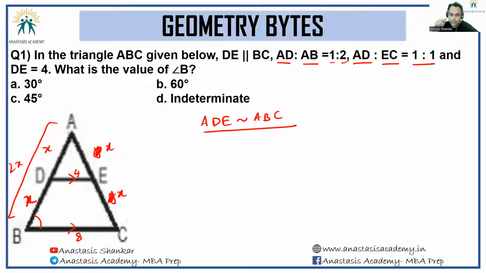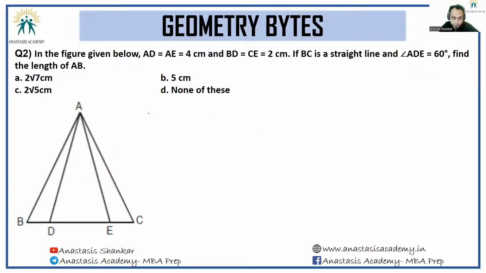The only conclusions we can reach are ADE is similar to ABC. ABC is an isosceles triangle. ADE is an isosceles triangle. Length of BC is 8. The ratio of length of sides of ADE and ABC is 1 is to 2. But about the angles, we cannot conclude anything definitively. And therefore, the answer has to be option D, indeterminate.